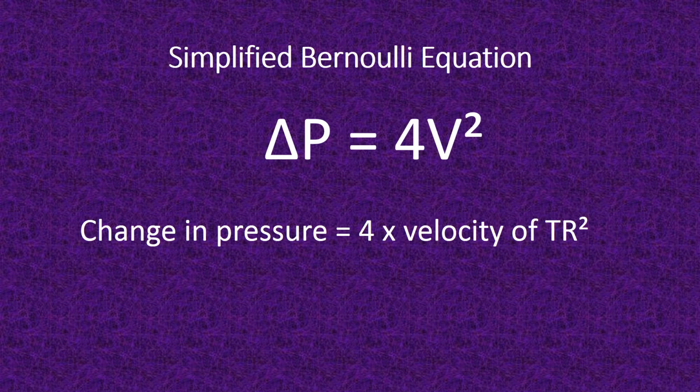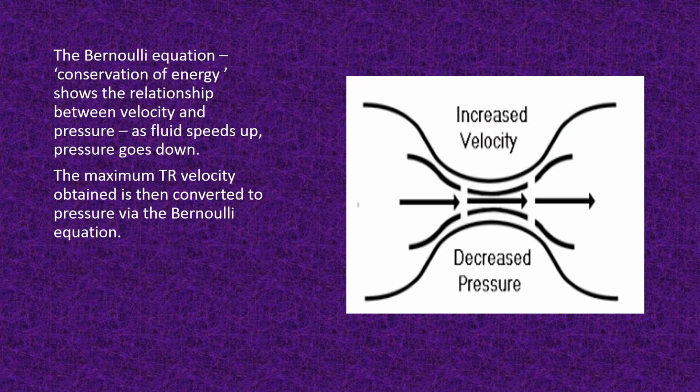V1 and V2 can also be ignored as the velocity proximal to a fixed opening or orifice is generally lower than the peak velocity through that opening. The Bernoulli equation, conservation of energy, shows the relationship between velocity and pressure. As fluid speeds up, pressure goes down. The velocity through a narrowing must increase in order to keep moving. When this happens, the pressure at the narrowing must drop. Pressure and velocity are inversely related. The maximum TR velocity obtained is then converted to pressure via the Bernoulli equation.